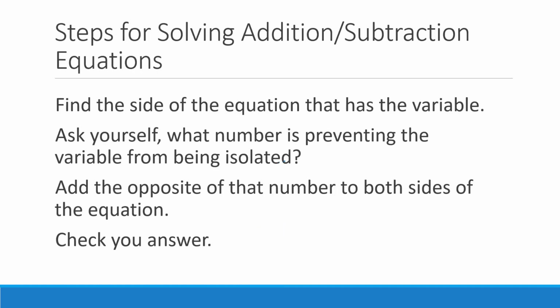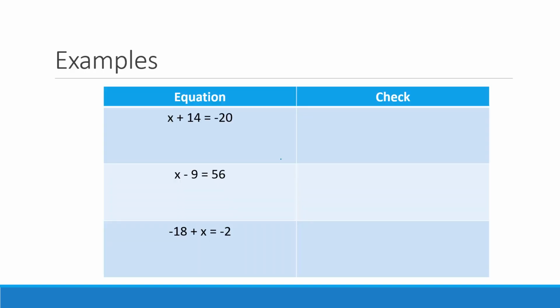Now, anytime you have addition or subtraction equations, some steps that you can follow is you want to find the side of the equation that has the variable. Ask yourself what is preventing that variable from being by itself or being isolated. We're going to do the opposite, or add the opposite of that number, to both sides of the equation, and then we're going to check our answers. So let's look at these examples.